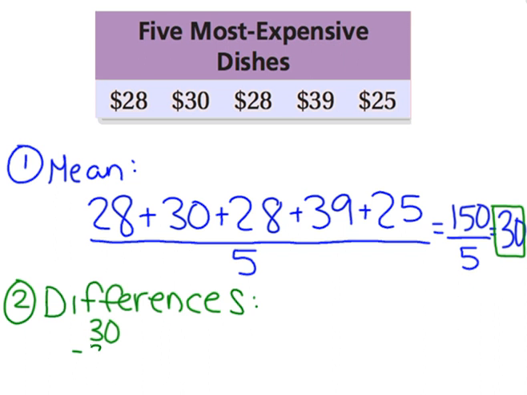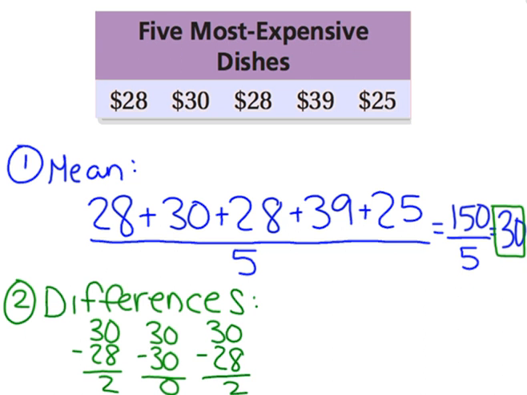So we're going to do 30 minus 28, which is 2. Then we have 30 minus 30 to get 0. Next, you're going to do another 30 minus 28, which is 2. And then this time we'll put 30 on the bottom because we want a positive number. So 39 minus 30 is 9. And finally, 30 minus 25 is 5. Now, obviously, you probably don't need to actually write out those subtraction problems, but I just want to be really, really clear about where these numbers are coming from.